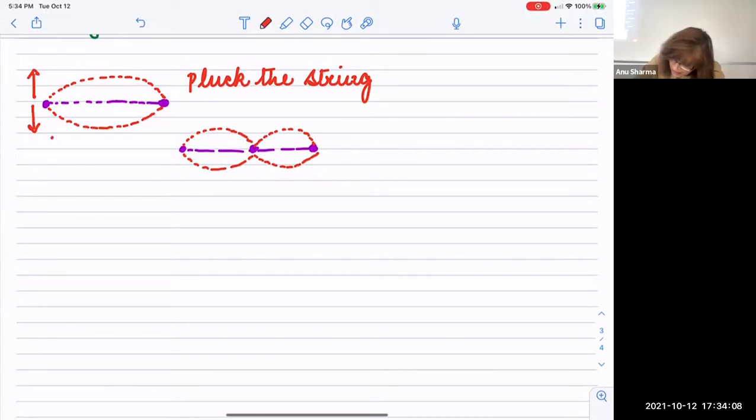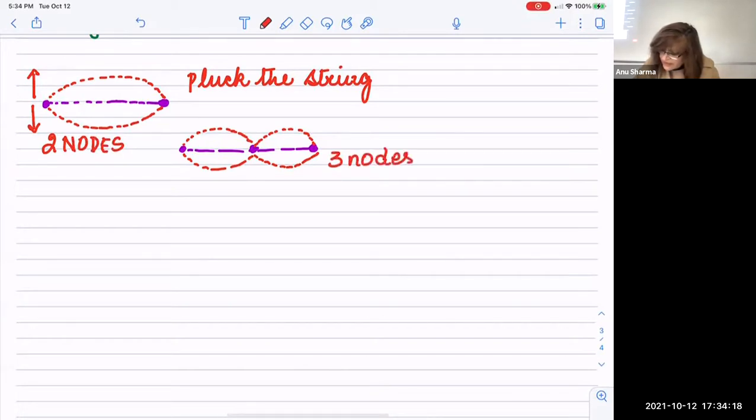So here there are 2 nodes. There are 2 nodes here. In this case, there are 3 nodes. So when you pluck the string, you see it only goes 2 places. So again, it will move up and it will move down, same.